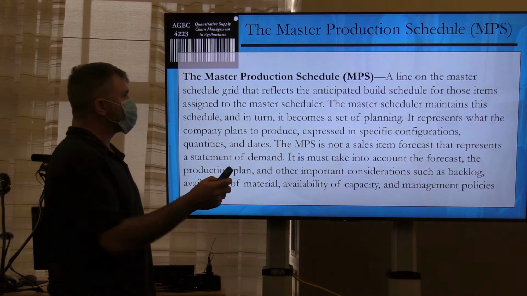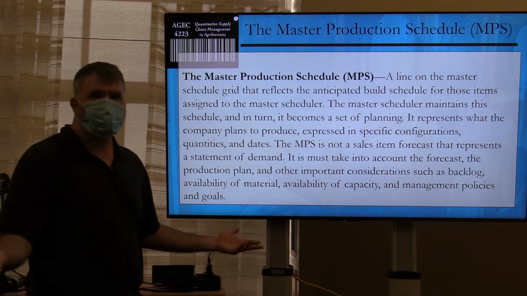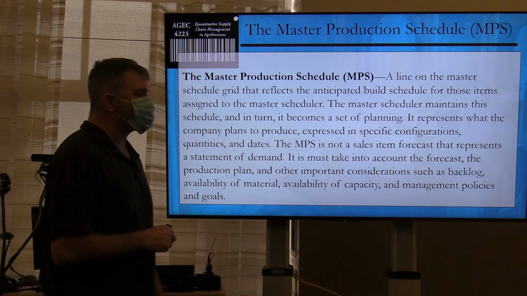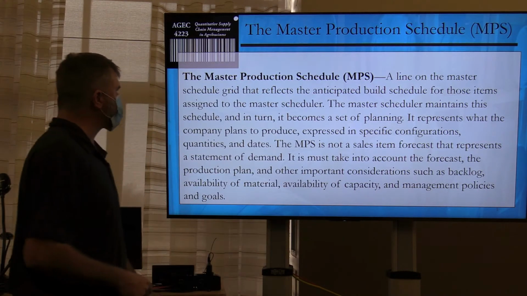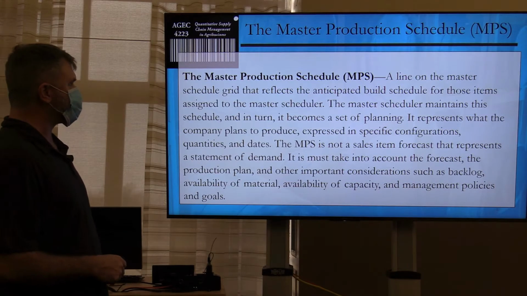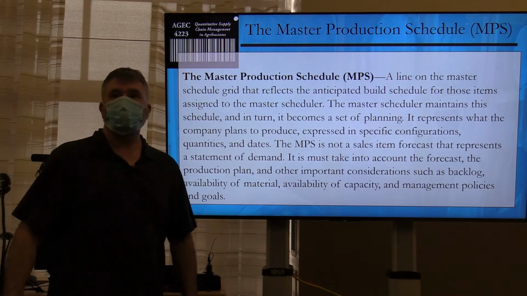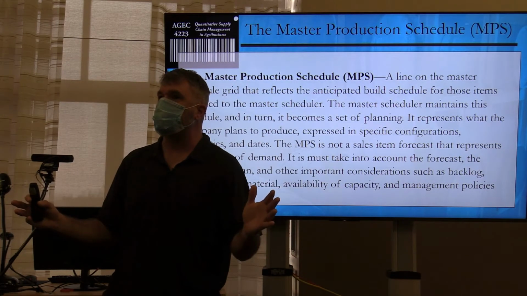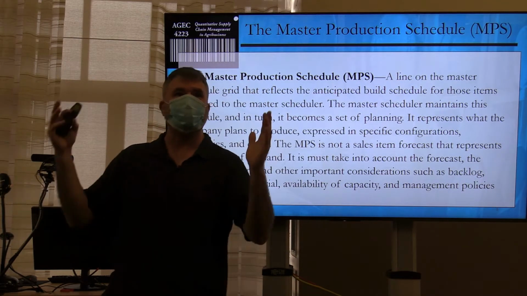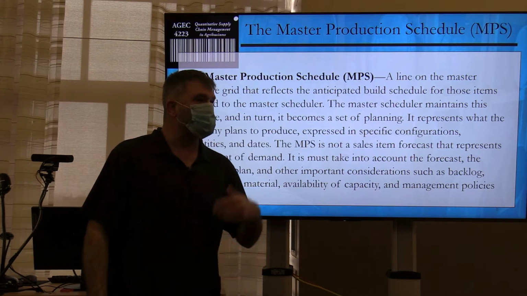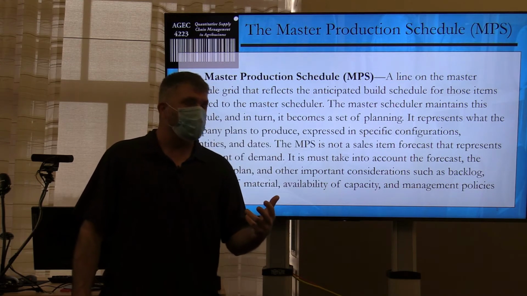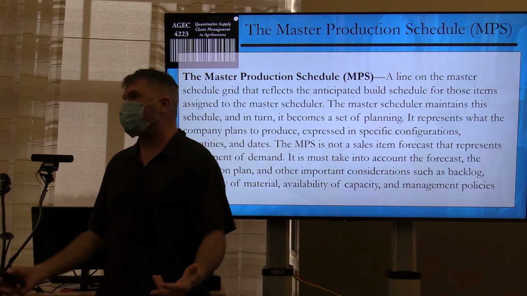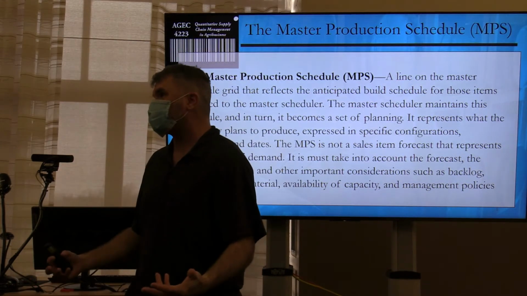So now when you look back, a line on the master schedule grid. You've seen the master schedule grid, so that makes sense. Reflects the anticipated build schedule, how much stuff we're going to produce for those items assigned to the master scheduler. Sometimes there's a person called a master scheduler, and all they're doing is trying to keep that table straight and make sure everybody agrees on it and everybody understands it. So this is one of those things where you have this master schedule just to figure out what's going on in this company and make sure everybody's on the same page.